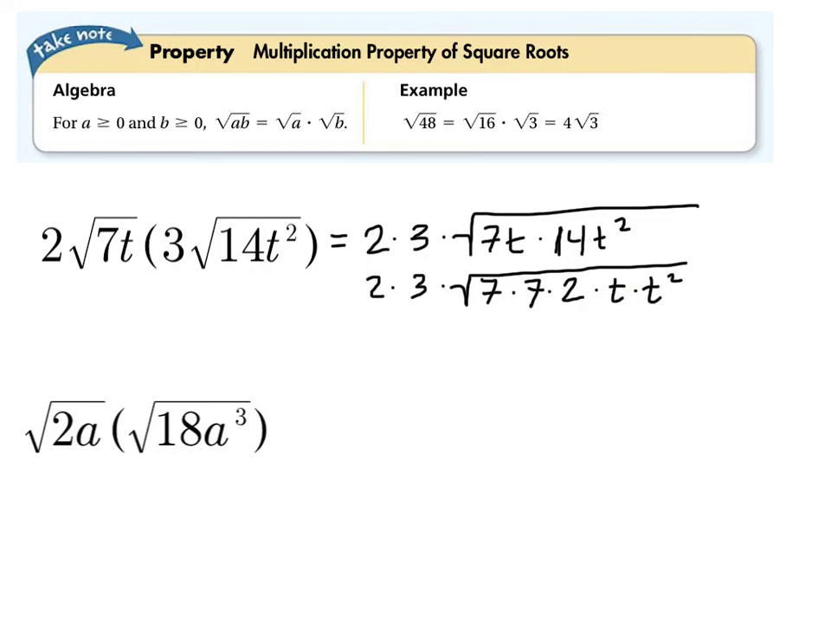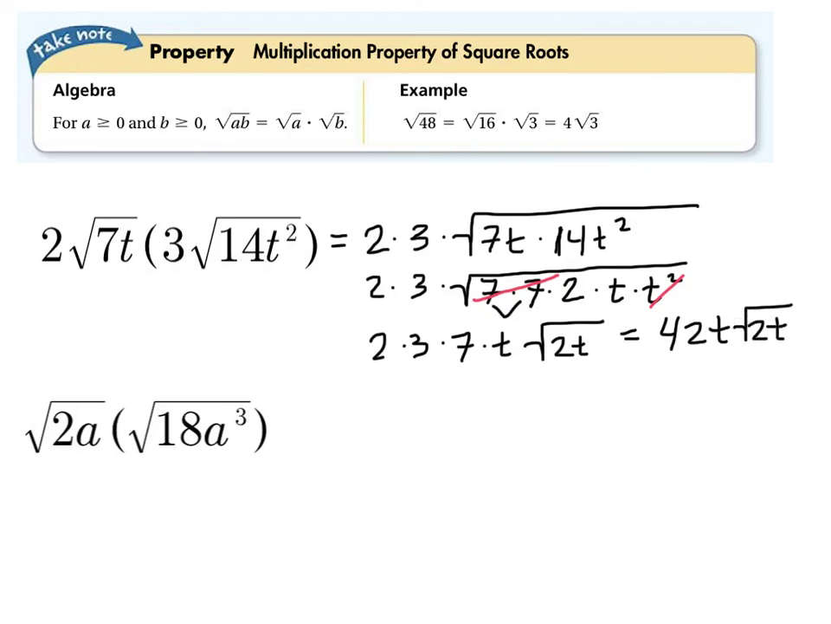Now, if I was to multiply 7 times 7, I would get 49. But instead of multiplying that, I'm just going to think, all right, 7 times 7 is like a double factor. So that's a perfect square. A double factor is the same thing as a perfect square. So I have my 2 times 3 out front. And then I can take the square root of 7 times 7. And I can also take the square root of t squared. So that's going to be times 7 times t. And what's left inside is a 2t. Then all I have to do is multiply the outsides. 42t times the square root of 2t.